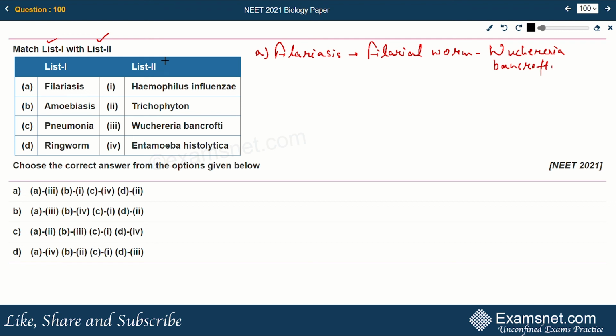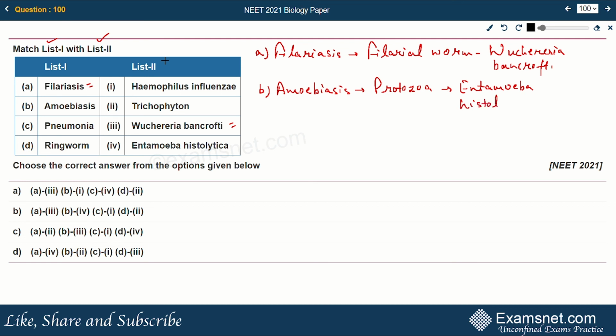So the correct match for A will be number 3. Now the second disease that is mentioned here is amoebiasis. And it is caused by a protozoan parasite, or you can say simply protozoa, with the name Entamoeba histolytica.